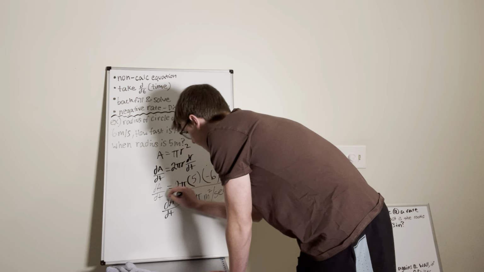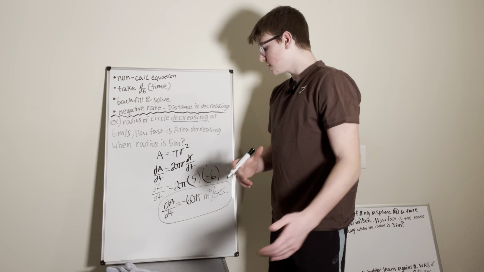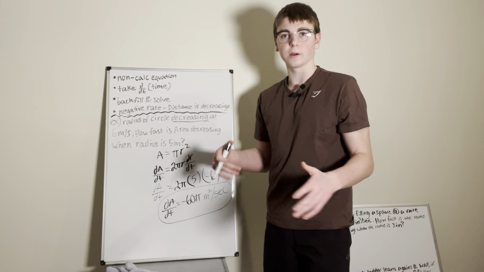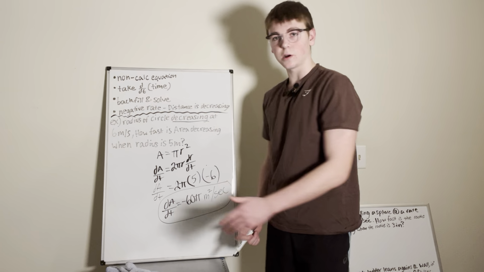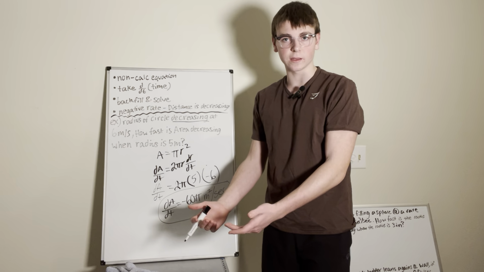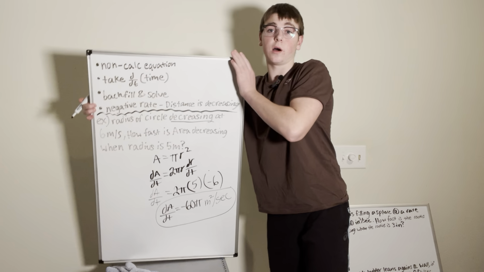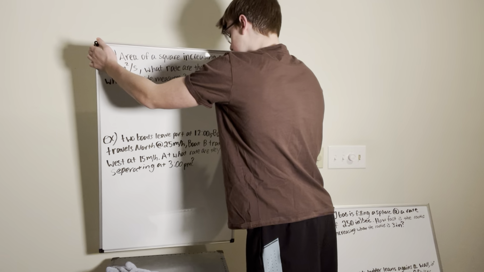So now this is our equation. dA over dt equals -60π meters squared per second. That is how fast our area is decreasing. Okay, if that makes sense, you can try this next one on your own, or you can watch me do it again.